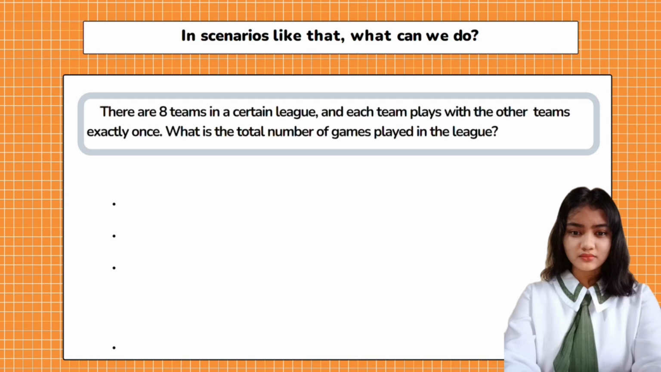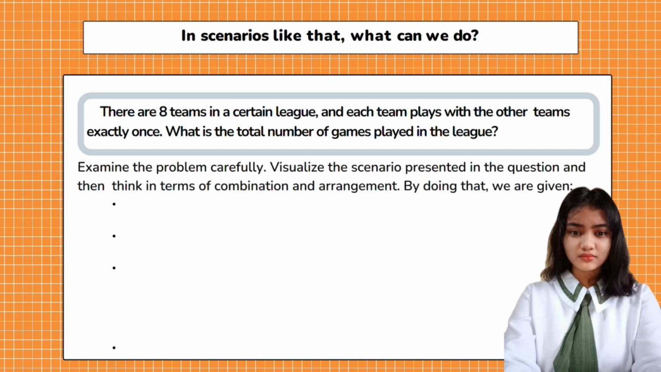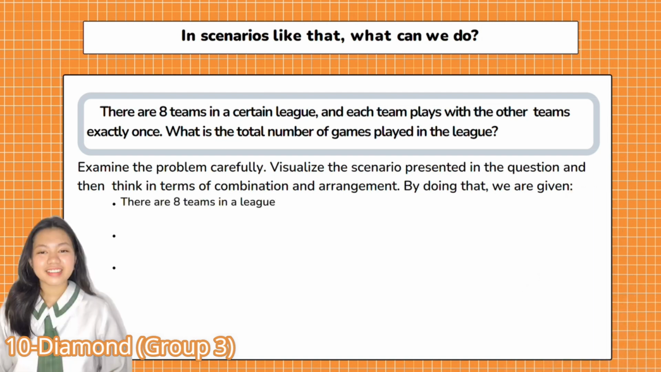There are 8 teams in a certain league, and each team plays with the other teams exactly once. What is the total number of games played in the league? First, examine the problem carefully. Visualize the scenario presented in the question and then think in terms of combination and arrangement. By doing that, we are given: there are 8 teams in a certain league, and each team plays with the other teams exactly once. What is the total number of games played in the league?